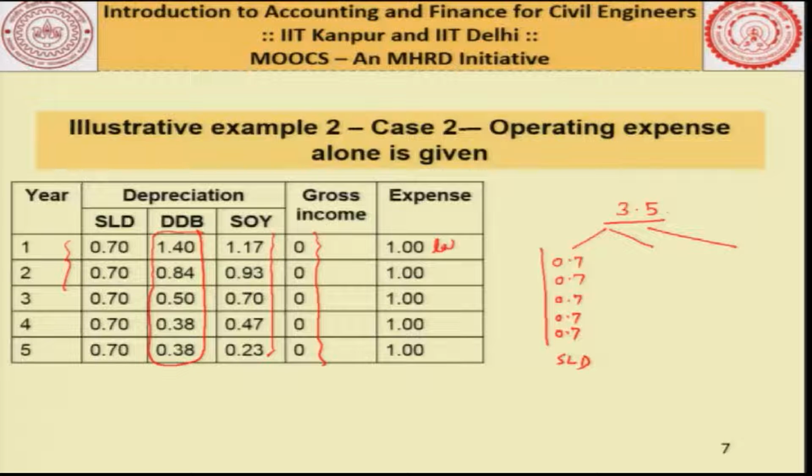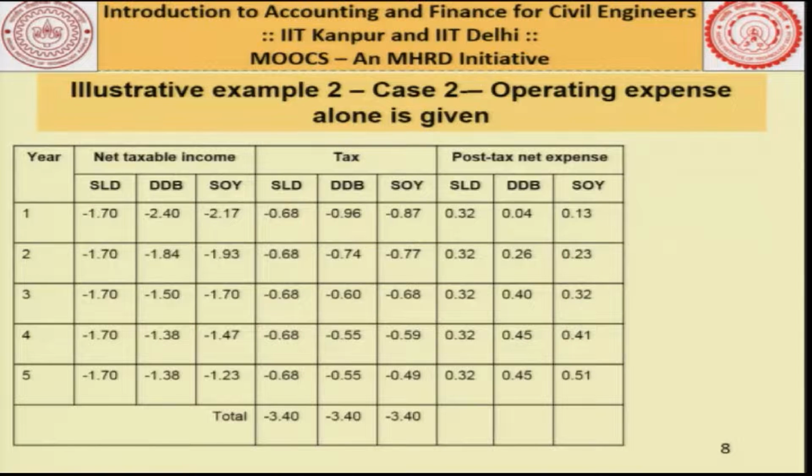Gross income, as I told you, is nil in this particular example. Expense every year is 1 lakh. And as I told you, these are all admissible for tax rebates. So, now how I perform the calculation would be like this. Let us take the case for a straight line because this calculation will remain same for all 5 years. So, income is 0 here.